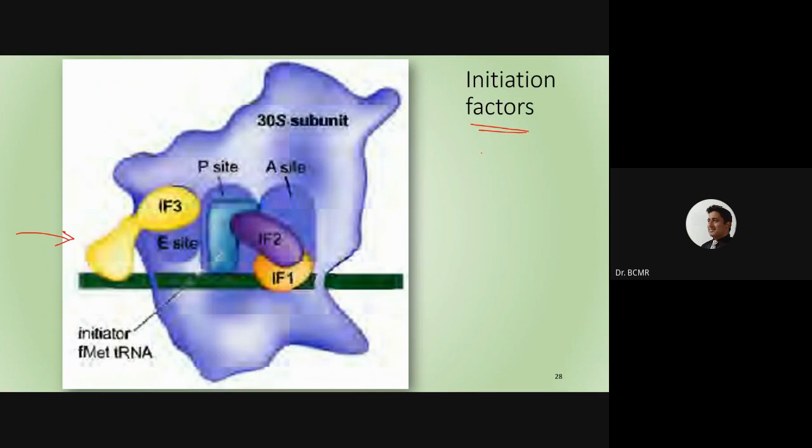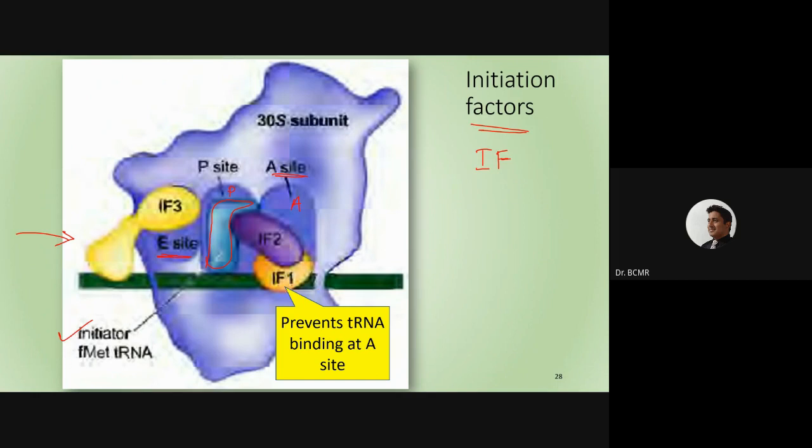So they are simply put as IF, initiation factors. And there are three important initiation factors in prokaryotes. First one, IF1, occupies, I hope you remember, this is the A site, this would be the P site, and this one is the E site here. In the P site, we already have the initiator. This is representing the initiator tRNA, the F-met tRNA.